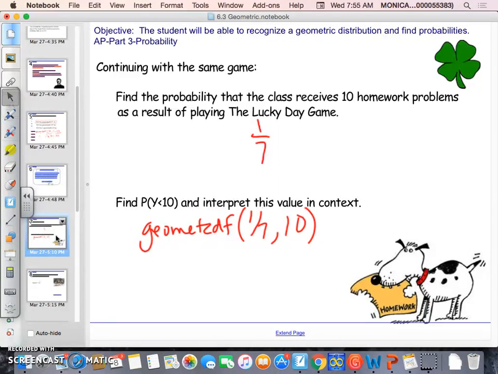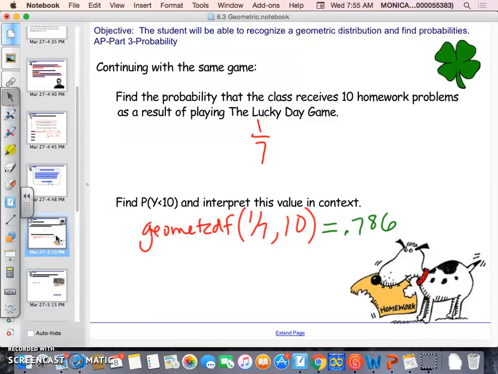So let's go to 2nd VARS, enter. The probability is 1 out of 7, and that's because the Lucky Day determines if you're going to have homework. And so the answer is 0.786.